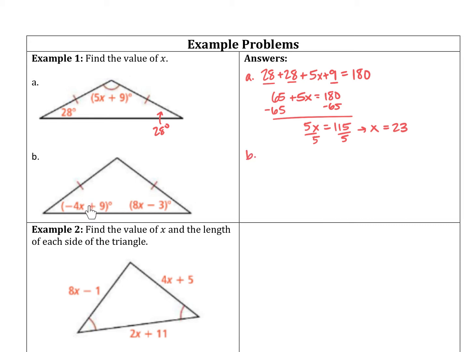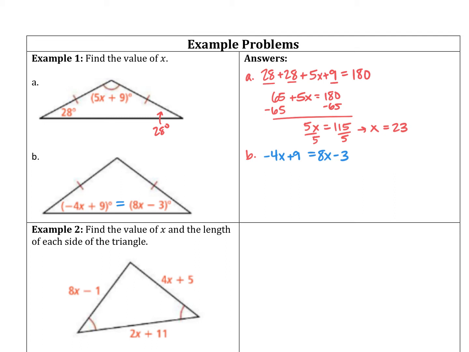Now for part B, let's take a look at that. In this case, the two angles that they gave me information about are the base angles, right? I got an isosceles triangle again, so that means that this side is the base, and these two angles are at the end of that base, so they're the base angles, and that means that they should be equal to each other, right? So my equation that I can set up here would just say that the negative 4x plus 9 should be equal to the 8x minus 3.